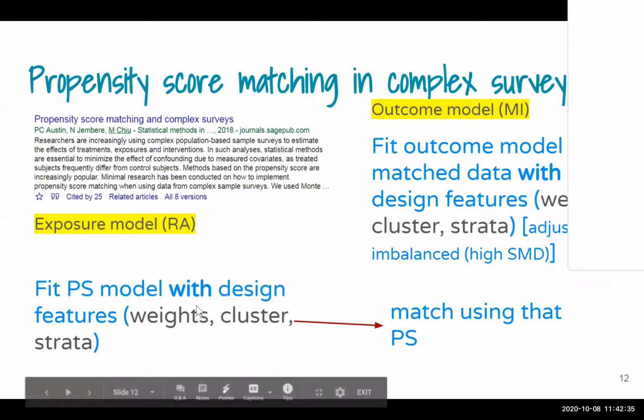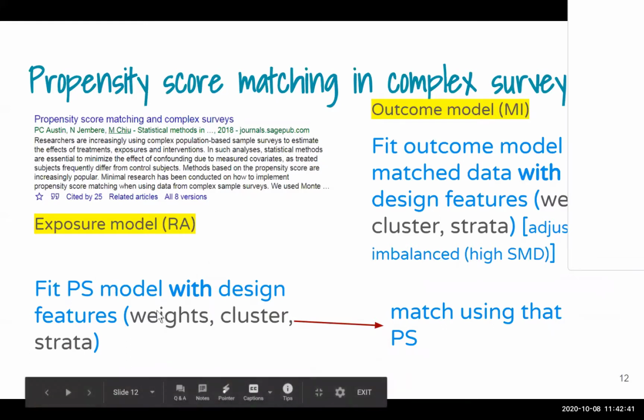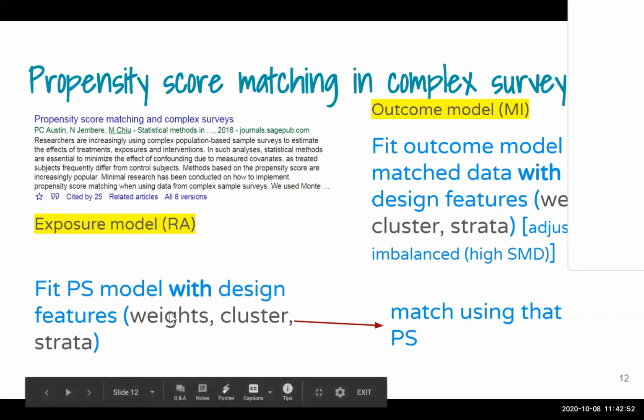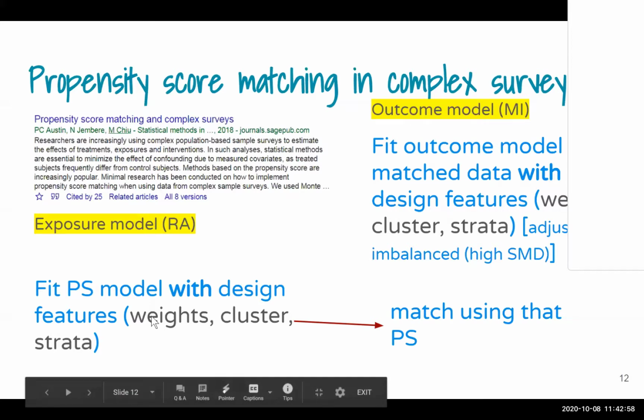In one of the approaches they tested, when you are fitting the exposure model, you should consider weight, cluster, and strata as design features. But in that case, you do not need to worry too much about the subpopulation, right? So this sentence that I just said, you do not need to worry about subpopulation, will be clear when you see the lab.